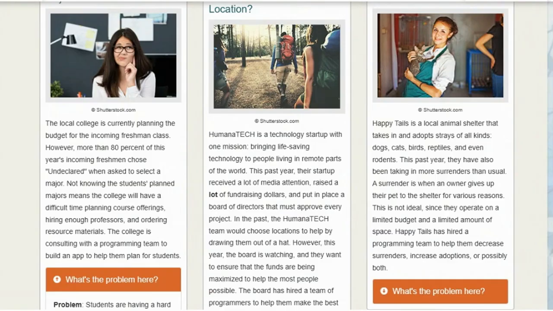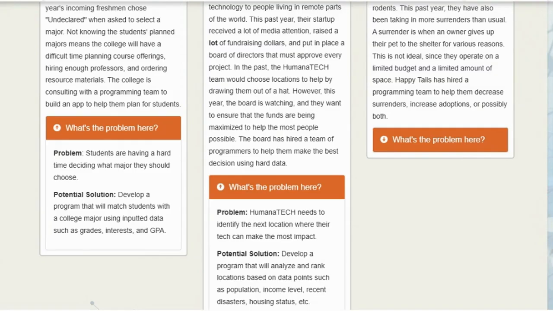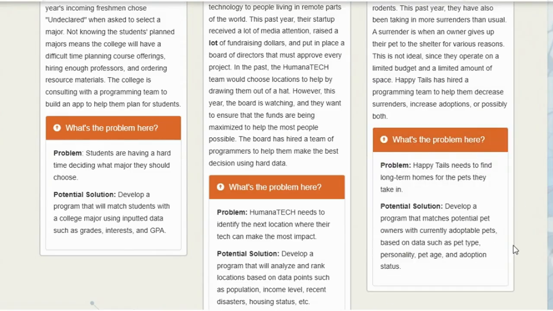All right, what do you got as the problem here? They need to find homes for the animals in the shelter since they have too many. Yes, and they need people to stop bringing them more. So let's see what they say is the problem. Happy Tails needs to find long-term homes for the pets they take in. You're nailing it. You're almost saying exactly what they're saying, almost word for word.